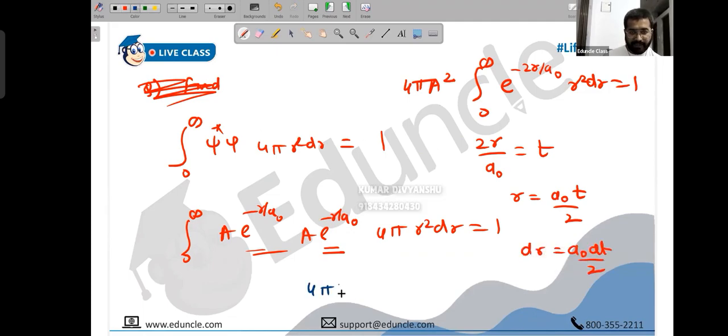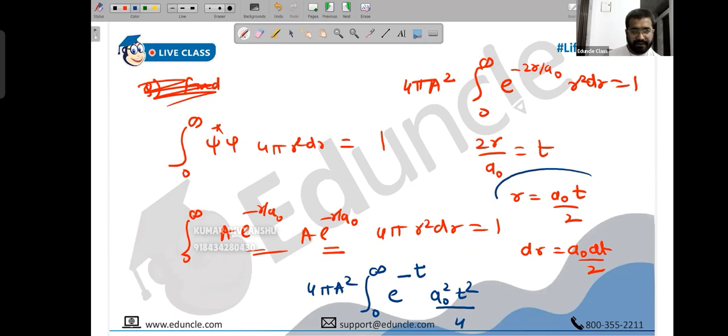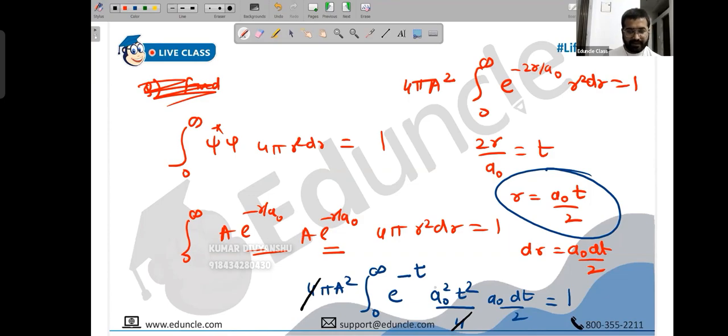Next, let's substitute. So we have 4 pi a square, and what about the limits? Are they changing? No. When r is 0, t is 0, and when r is infinity, t is also infinity. So this goes from 0 to infinity. e raised to minus t, since 2r upon a naught is t. r square is a naught square t square by 4, and dr is a naught dt by 2. Why does a naught come? It will come, don't worry. 4 gets cancelled here first of all. Copy this much quickly.